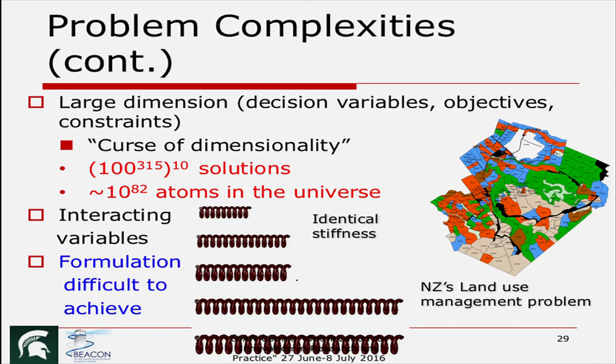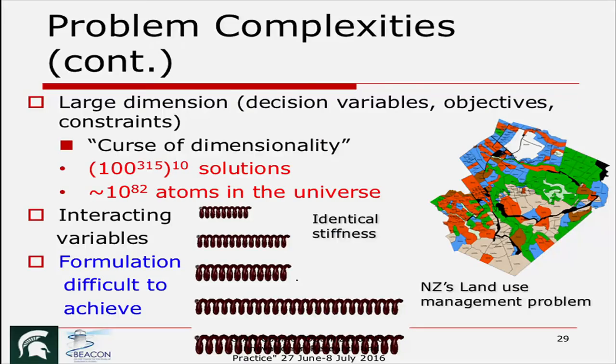I'm going to skip some of these things, but just to say that another kind of problem complexity you have in practice is very large dimensions. We've solved some problems where the search space has 100 to the power 315 to the power 10 solutions. This is the problem I'm going to talk about on the very last day, the New Zealand land use management problem. So if you're thinking of making a sketch of the objective function, you need to evaluate so many solutions. Just to tell you how big that number is, in the whole universe, we have 10 to the power 82 atoms, including you, me, everywhere you see atoms. There are only this many. And we are talking about, you know, this is a small drop in that big bucket. It's impossible in your lifetime to evaluate each of these solutions and figure out where is the optimum.